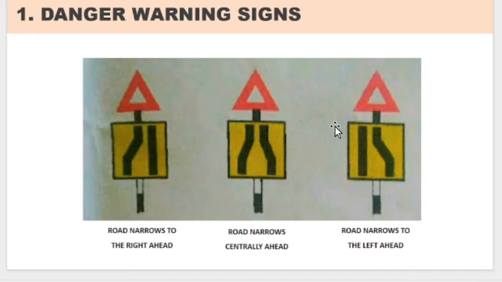Then we also have this one where the right side narrows to the left. So do take note of that. This is one of the signs that VID do love to put in the equation. For example, they can give you the sign and all of these will be your answer options. You do need to know that this road is narrowing towards the right. So this road narrows to the right ahead. This one narrows centrally and this one narrows to the left.